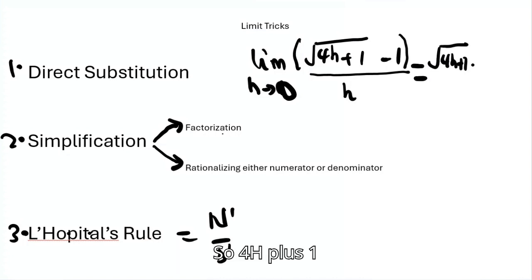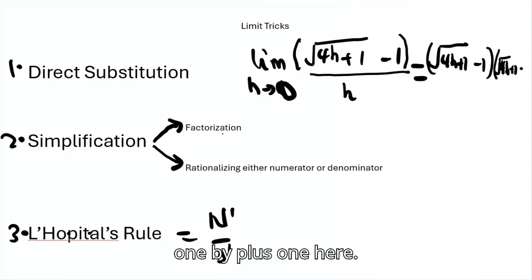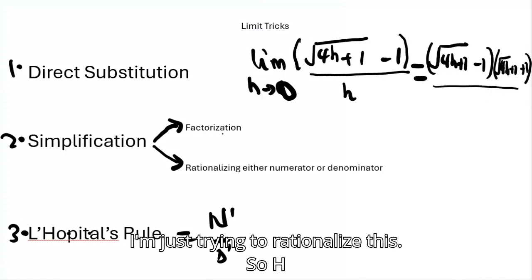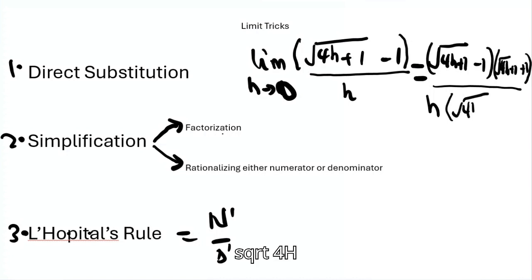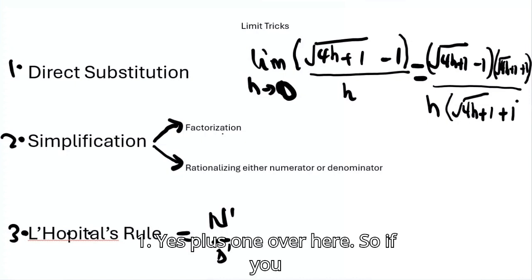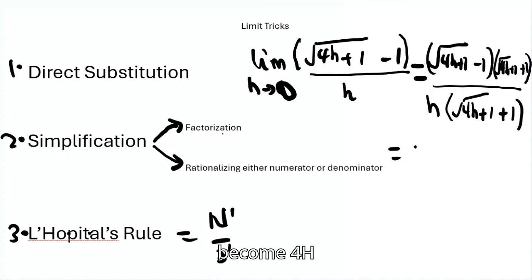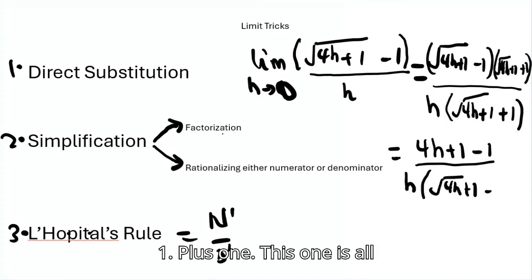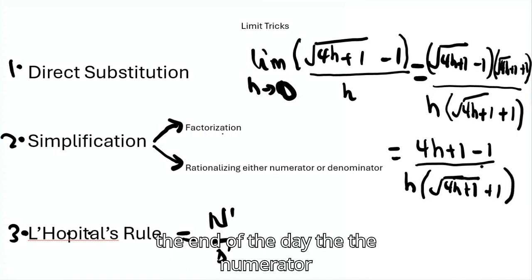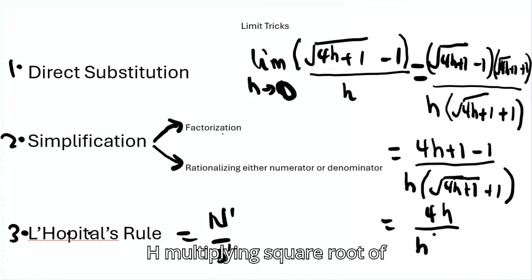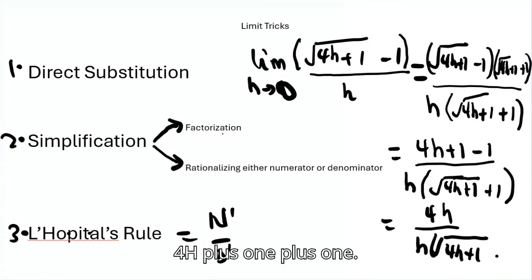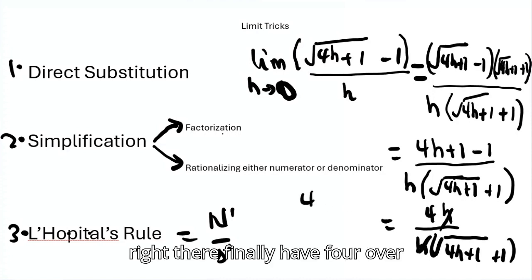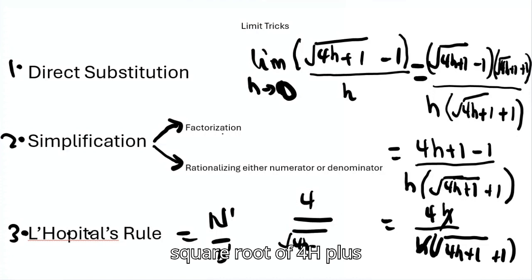So the square root of 4h plus 1 minus 1 in one bracket, multiplying by the square root of 4h plus 1, but plus 1 here. Sorry if it's not looking neat, I'm just trying to rationalize this. So h times the square root of 4h plus 1 plus 1. If you rationalize, the top will become 4h plus 1 minus 1. This one is all having the square root. So at the end of the day, the numerator becomes 4h over h multiplying the square root of 4h plus 1 plus 1. The h will cancel this h. Then finally you have 4 over the square root of 4h plus 1 plus 1.